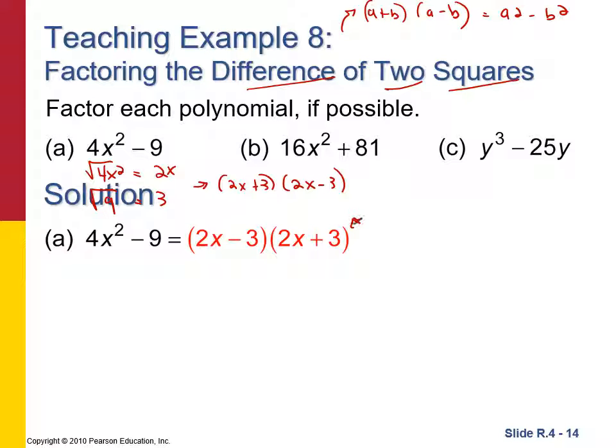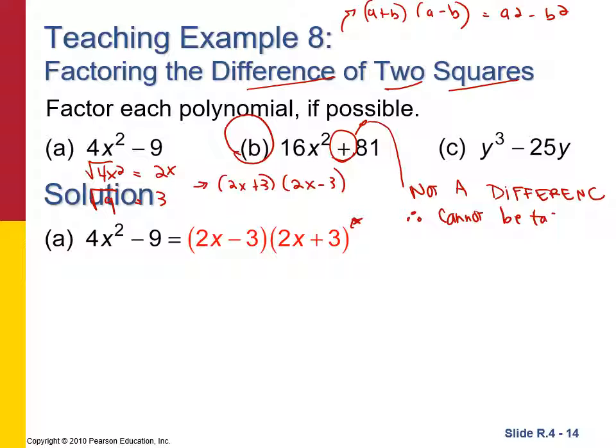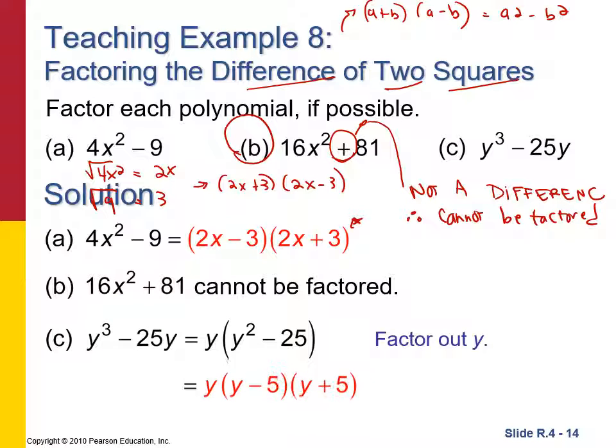Okay? Now let's take a look at b. What do you notice different about b compared to a and c? That this is 16x squared plus 81. Because of that plus, it is not a difference. So therefore, that's what the 3 dots stand for, cannot be factored. All right, let's move along to example 9.